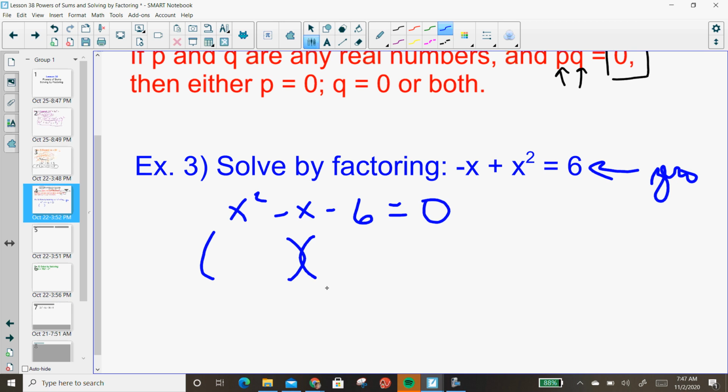So I want everybody in the classroom on your papers, write down what you think the factors are on this. Everybody at home, type it in the chat, but wait just a moment before you hit enter on there. We know that these are going to have to each start with x. Since this is a 1x squared, that's going to be the only way we can possibly get x squared. I need two things that multiply to be -6 and add to be -1. So write down what you think the factors are.